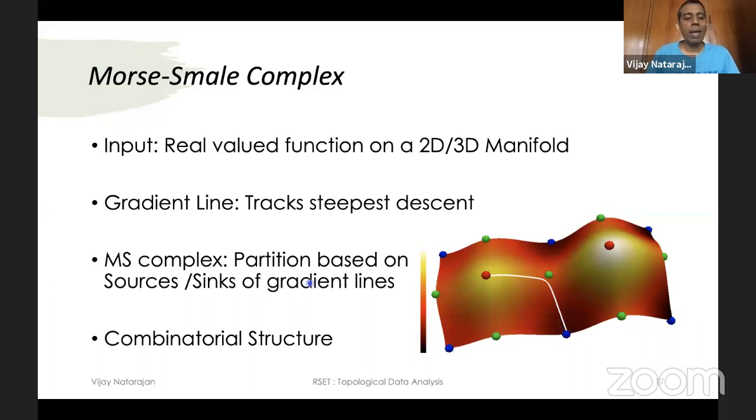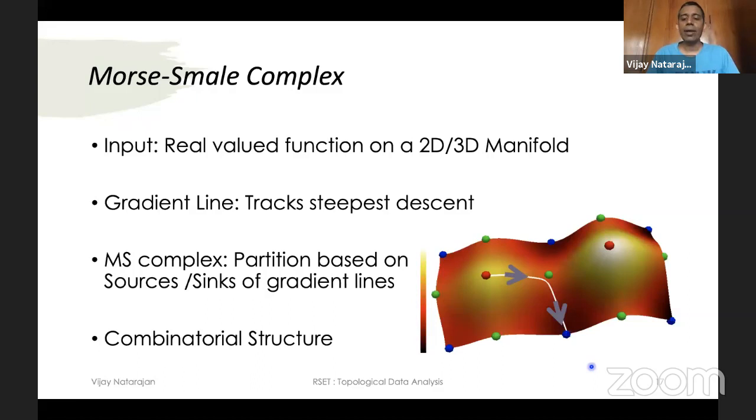The Morse-Smale complex, also called MS complex, is a partition of the entire domain based on these gradient lines. So how do I do the partition? Here is what I do. I look at this gradient line, the steepest descent, and I look at the source and the destination of this gradient line. The source is naturally this maximum here, and the destination is the minimum here.